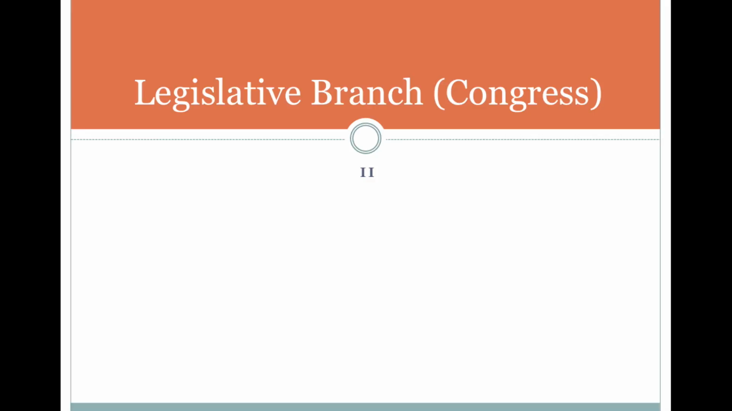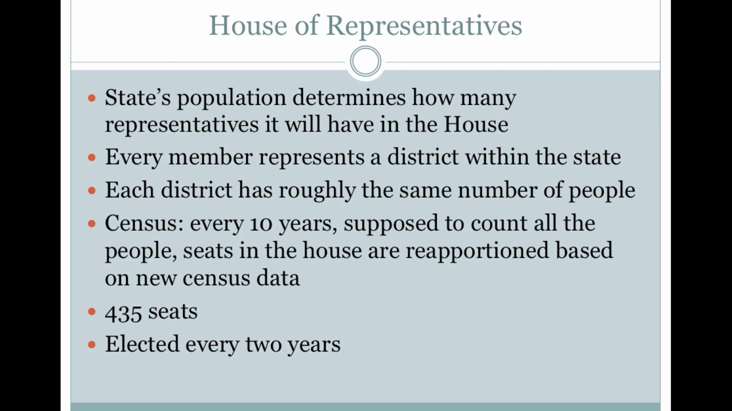Legislative branch, in other words, Congress. It has two chambers. One is the House of Representatives. In this chamber, the state's population determines how many representatives it will have in the House. Every member represents a district within that state. Each district has roughly the same number of people in it.